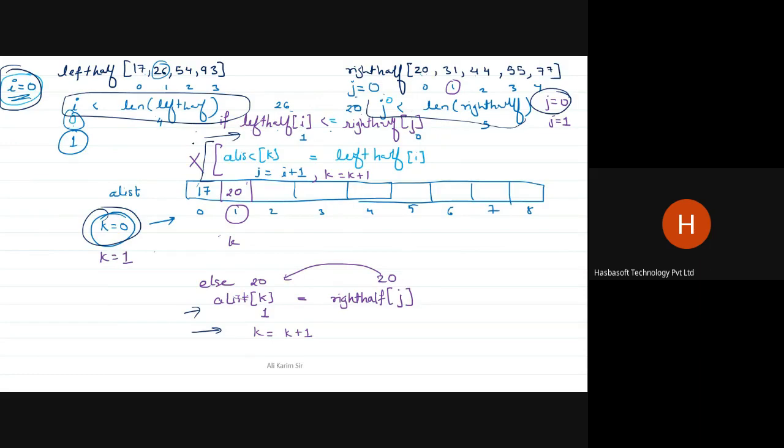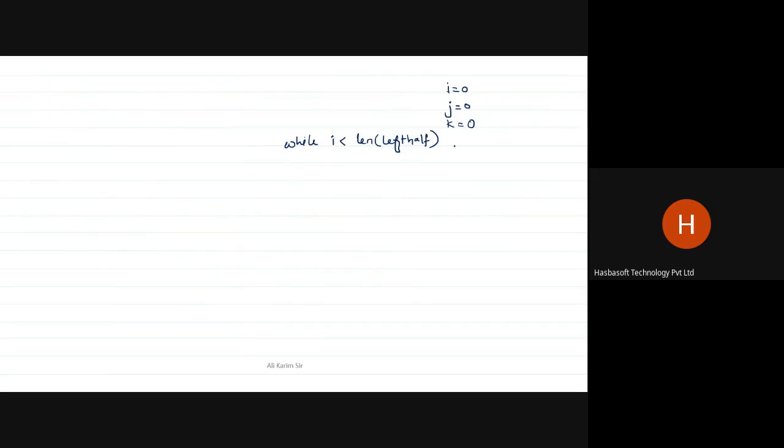Okay, this one I have taken, and I also need to take this one, right? So again, a logical operator I'm going to use: and j less than the length of my right half. Okay, so this is going to be my loop.